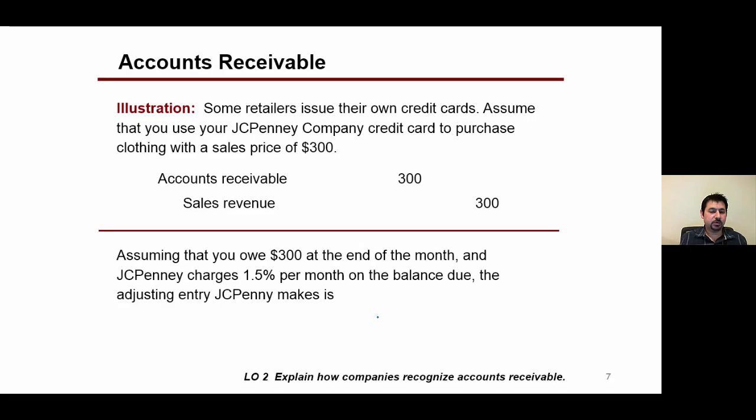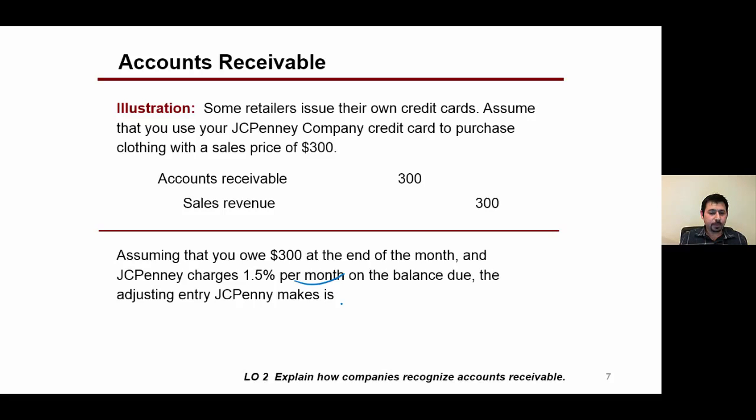Now, assuming that you owe $300 at the end of the month and JCPenney charges 1.5% per month on the balance due, JCPenney will need to make an adjusting entry if you still haven't paid the amount. And a lot of companies do that. They would give you, for example, a certain grace period within which, if you pay the full amount, you will not be charged any interest. But if you pay after that time, you will be charged a certain interest. In this case, for example, after 1 month, the company will be charging you 1.5%.